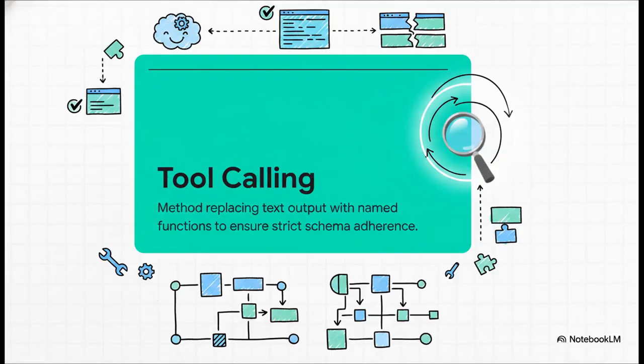Also, when your AI generates complex structured data, relying on standard text output often results in broken schemas. It's super frustrating. By utilizing strict tool calling, you actually force the AI to interact through named functions. This entirely prevents runtime schema errors and keeps the agent perfectly aligned with your architecture.